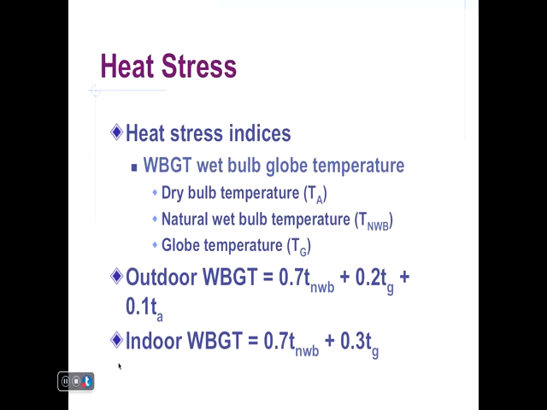And the way that this measurement is actually used is to come up with a heat stress index for a wet bulb globe temperature. This is similar to what you'll hear for the heat stress index when you listen to the news, or when they say it's 100 degrees outside but it feels like it's 105.